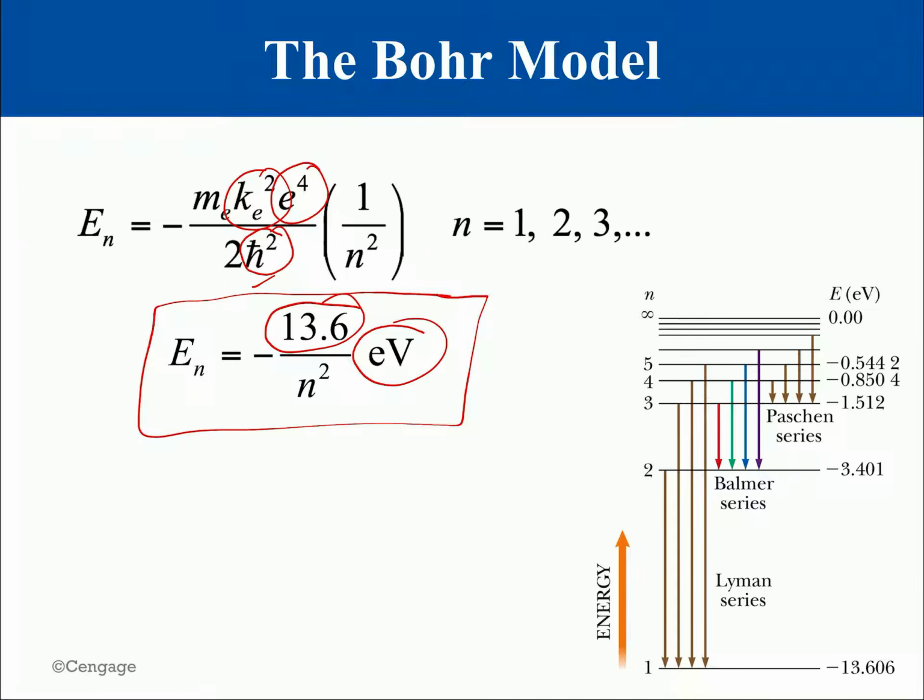Okay. So the figure shows the energy level diagram with the energies of these stationary states and the corresponding quantum numbers. The uppermost level, corresponding to E equals 0 at n of infinity, represents the state for which the electron is completely removed from the atom. Okay, that's called ionization. In this state, the electron's kinetic energy and potential energy are both 0, which means that the electron is at rest infinitely far away from the proton.